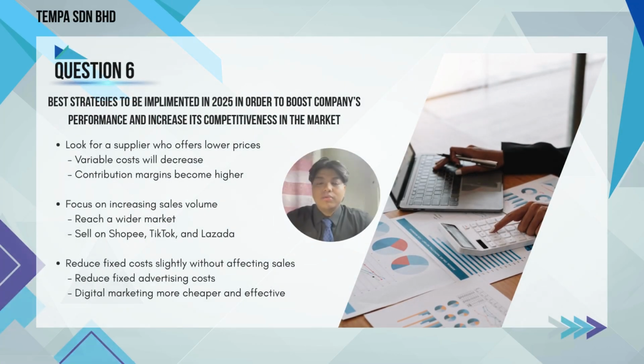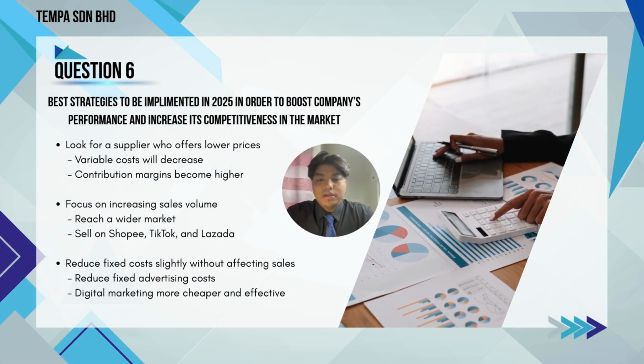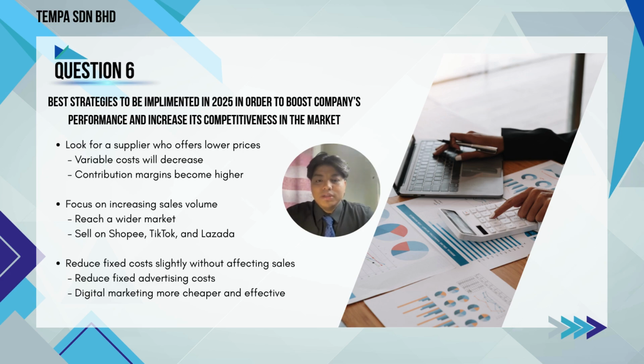My name is Harid Mukri and I'm going to explain the best strategies to be implemented in 2025 in order to boost companies' performances and increase their competitiveness in the market. First of all, companies should look for suppliers that offer lower prices without compromising quality. By doing this, variable costs can be reduced, which directly helps increase contribution margins and overall profitability.